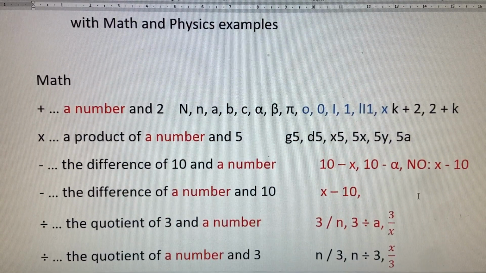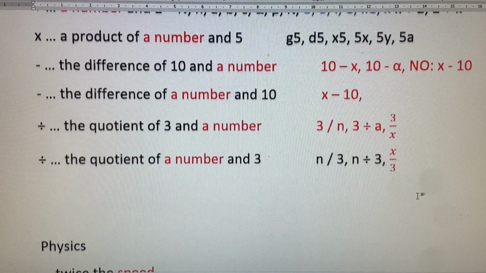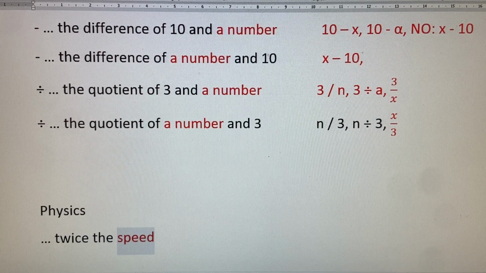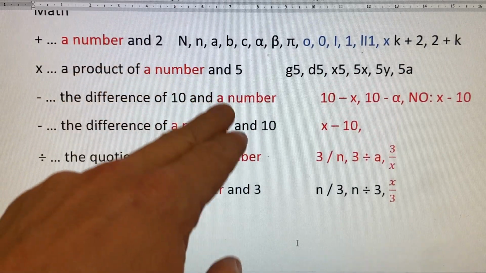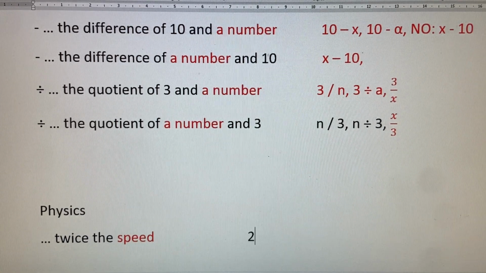algebra correctly. Now, the next talking point concerns physics, and in physics there are special words such as speed, time, distance, voltage, I don't know, friction, these kind of things. Now, I printed the word speed here in red because it's essentially the same noun taking up the same place as the word number in these sentences. So twice the speed is twice a number.